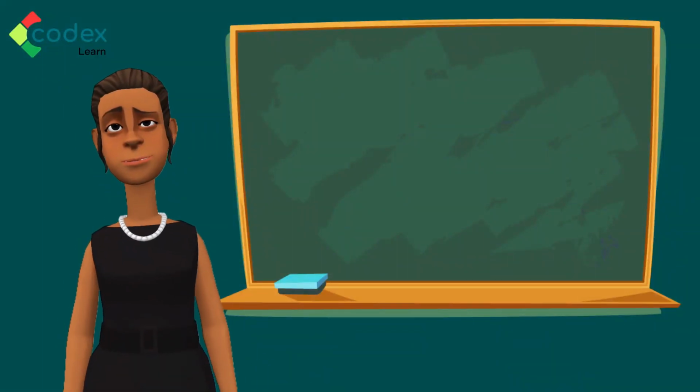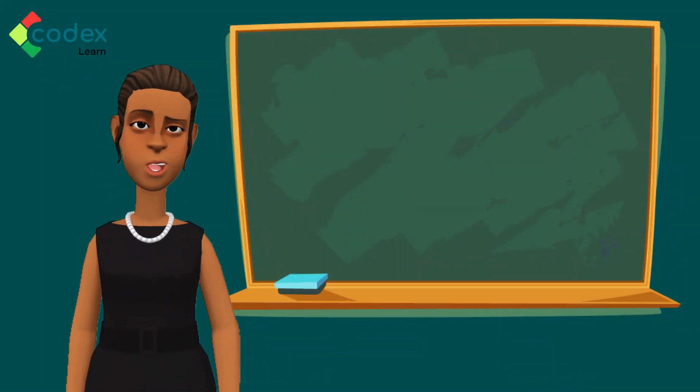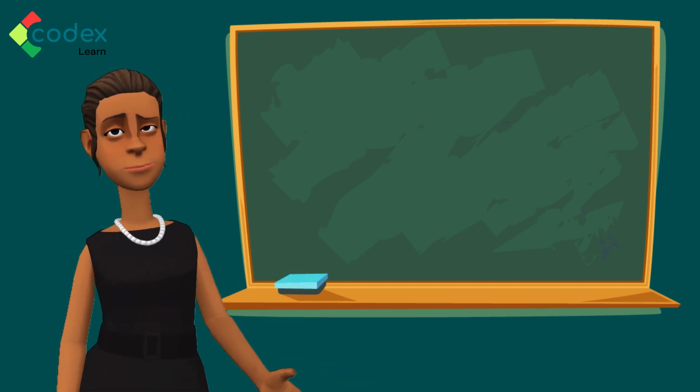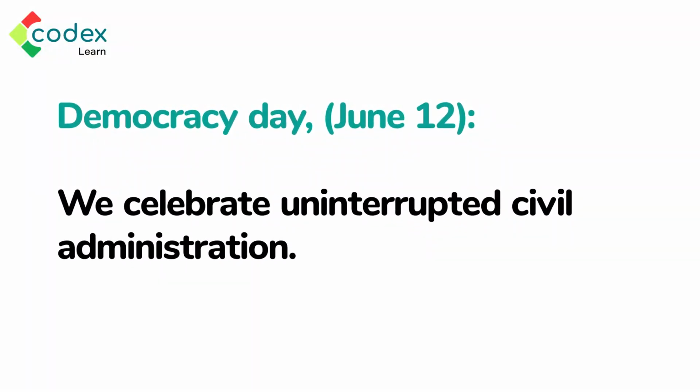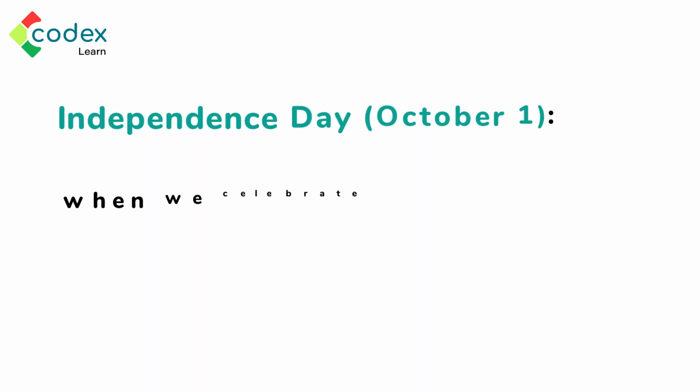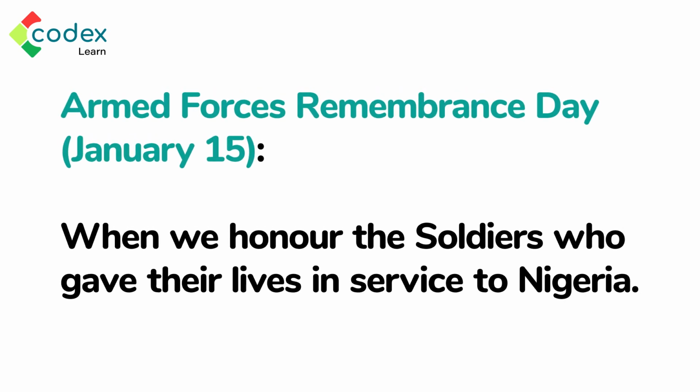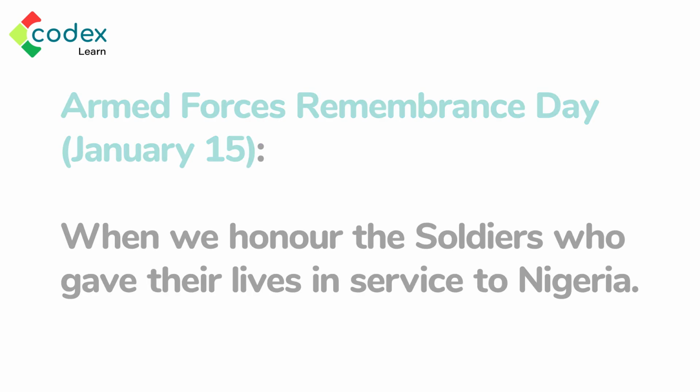In Nigeria, there are national events where the Nigerian flag and its colors, green, white, and green, are featured prominently. For example, on Democracy Day, we celebrate uninterrupted civil administration. Independence Day, October 1st, when we celebrate Nigeria's independence from British rule, and Armed Forces Remembrance Day, January 15th, when we honor the soldiers who gave their lives in service to Nigeria.